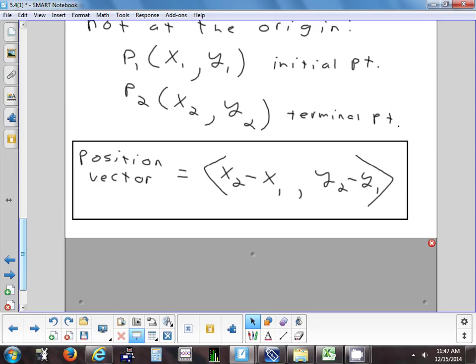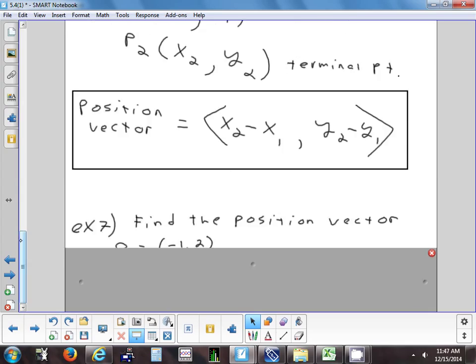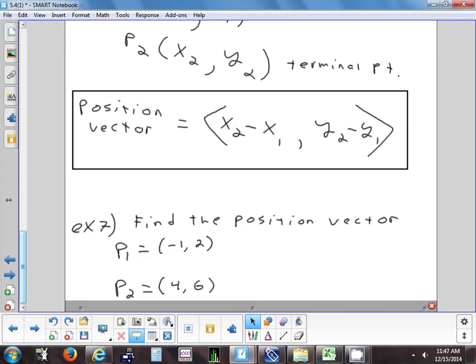What would happen if you switch the order? What would that do to your vector? Yeah, it would flip it. It would point the wrong way. It would be pointing the opposite of the way that you want. Okay, so if they give you 2 points and they don't label which one is initial and terminal, assume that P1 is initial and P2, the second one, is your terminal.